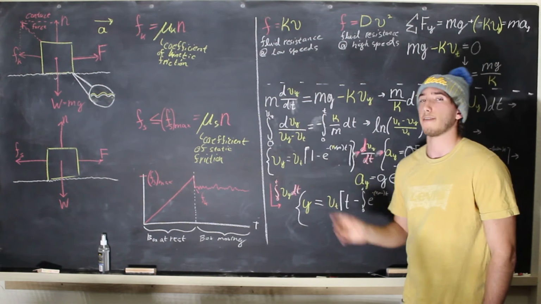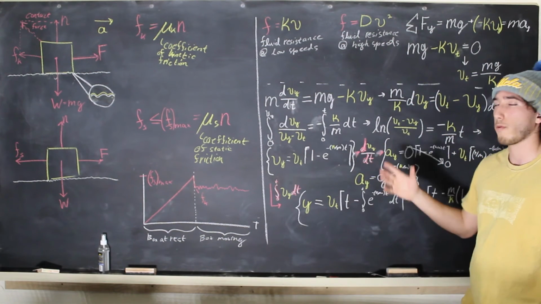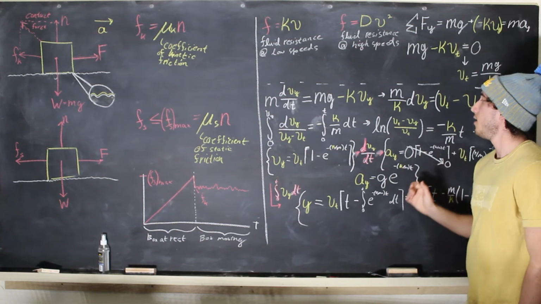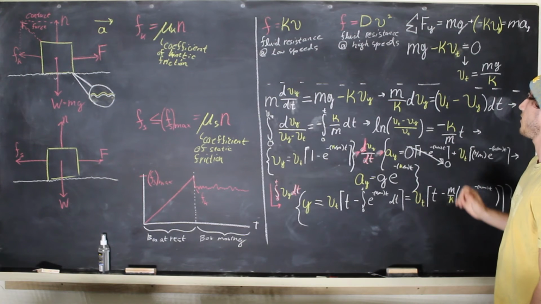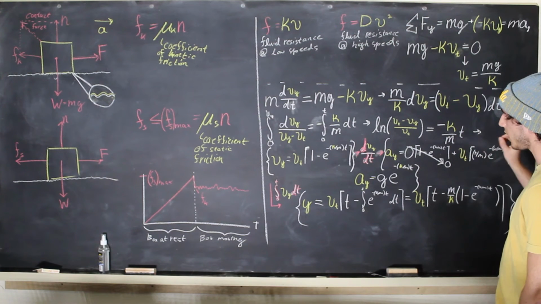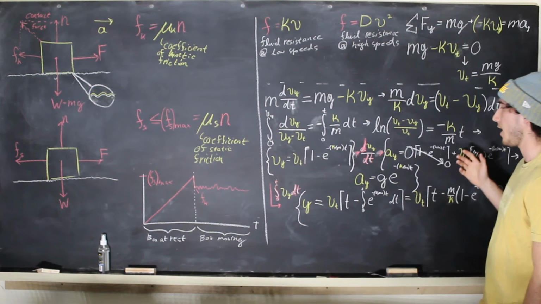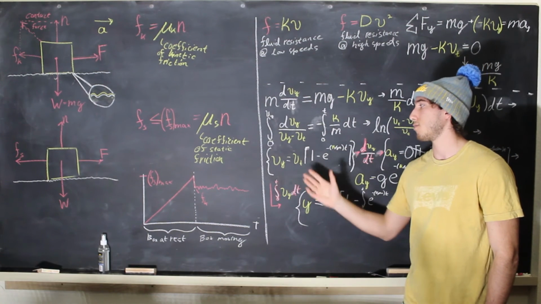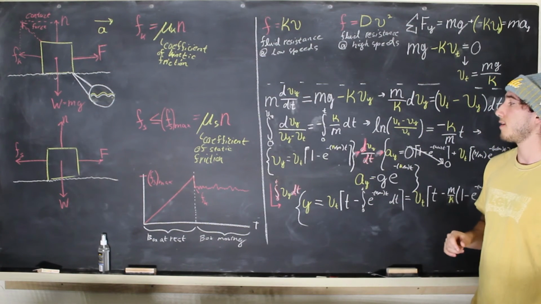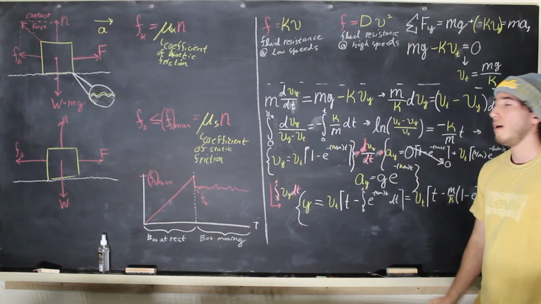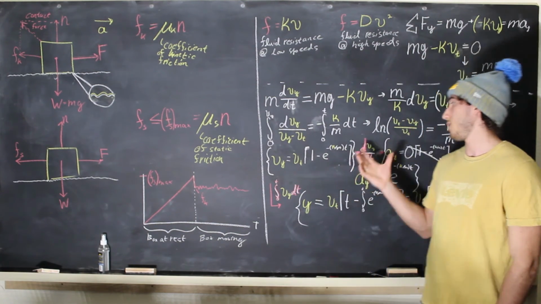We integrate the left side over v_y, and we integrate the right side over t. And what we're left with is a natural log of (v_t minus v_y) over v_t, which is equal to negative k over m t. Now from here, we use an exponential to get rid of the natural log, and we're left with v_y is equal to v terminal times 1 minus e to the negative k over m times t. In order to find the acceleration with respect to time, we take a time derivative.